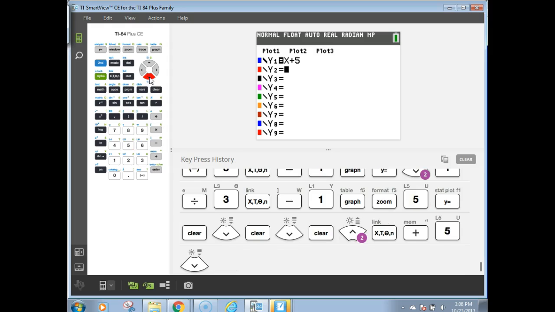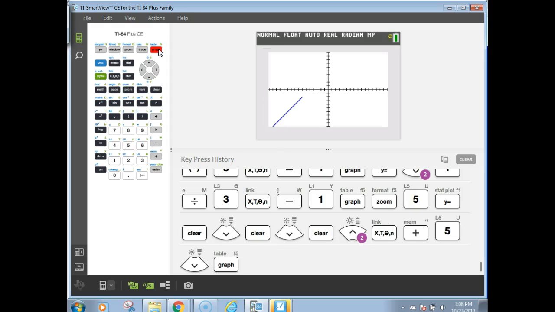Okay, let's see if it makes sense. Our original line looks like this. And it crosses 1, 2, 3, 4, 5. Well, you can just count it right there. Crosses at y equals 5.